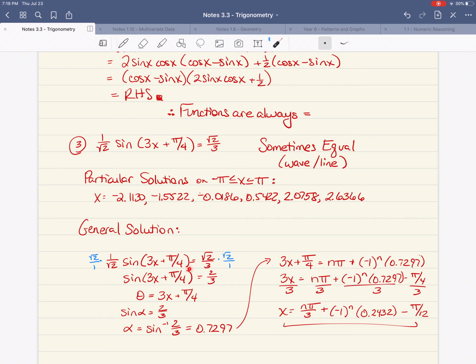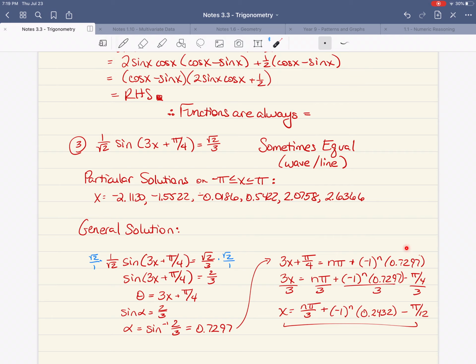So I've only got one trig function to worry about. So the first thing I've got to do is get rid of this. Multiply both sides by the reciprocal. Radical 2 times radical 2 is 2 over 3. Now we can do theta and alpha. Theta is the bracket. Sine of alpha is the other side. So theta equals sine inverse of that, which is this decimal here.